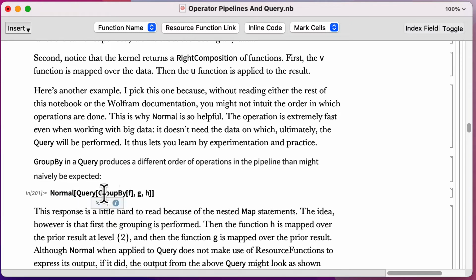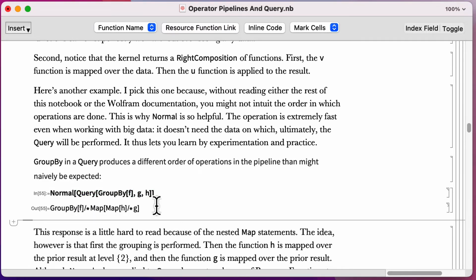This is a 3-argument Query. GroupBy F is the first argument, G is the second argument, H is the third argument. Let's see the order of operations. Okay, so the first thing it's going to do is group the data by F, according to its F-ness, and then we're going to map something over the output of GroupBy F.